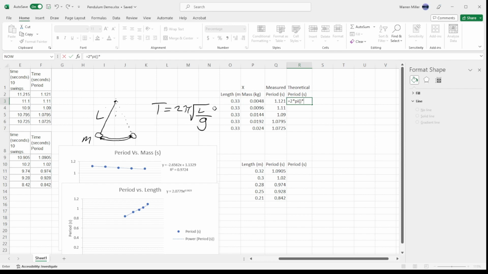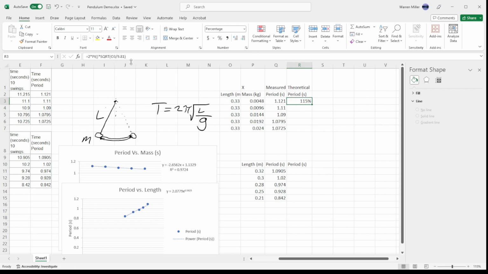To get the square root, in a spreadsheet, you type SQRT for square root. You open parentheses for what you're square rooting. In this case, I'm going to take the length that's in that column and divide it by the G value, which is 9.81, theoretically in New York, right? So just to recap, 2, pi, square root, because we're square rooting all this stuff, the length, which is sitting here in the column, divided by G, which is 9.81. Hit enter.